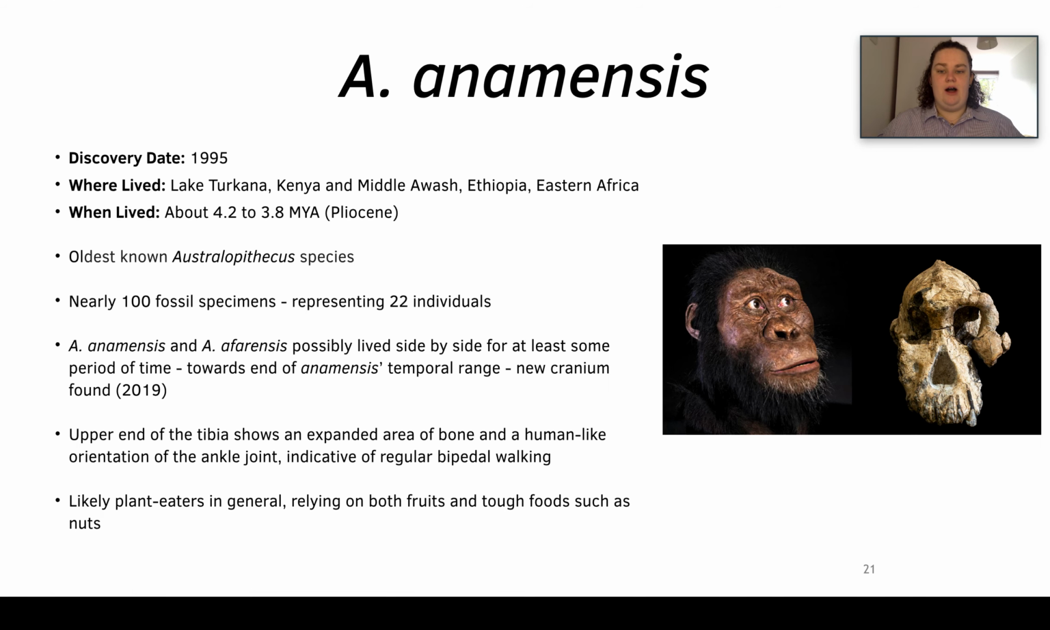So we move to Australopithecus anamensis, and this is quite a well-known species. It's one of the earliest Australopithecus, and it was discovered in 1995 in Lake Turkana in Kenya, as well as being found in Middle Awash in Ethiopia. It's the oldest known Australopithecus species, and there are nearly 100 specimens, which is crazy because that's a really good sample number, and it represents around 22 individuals. And it's thought that Australopithecus anamensis and Australopithecus afarensis, which is the most famous Australopithecus, lived side by side for at least some period of time.